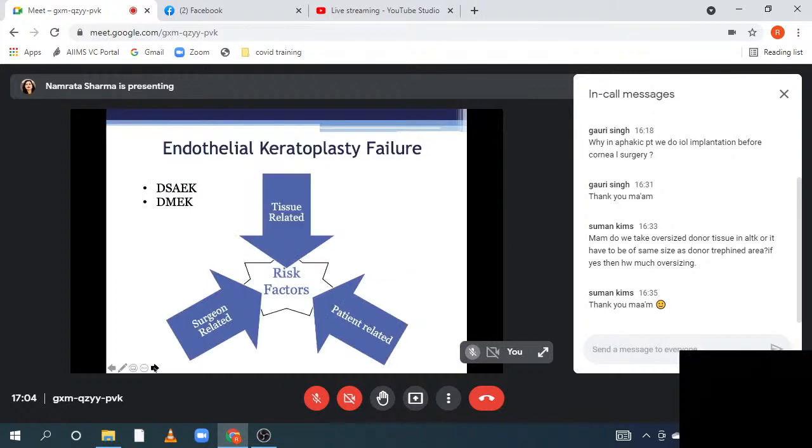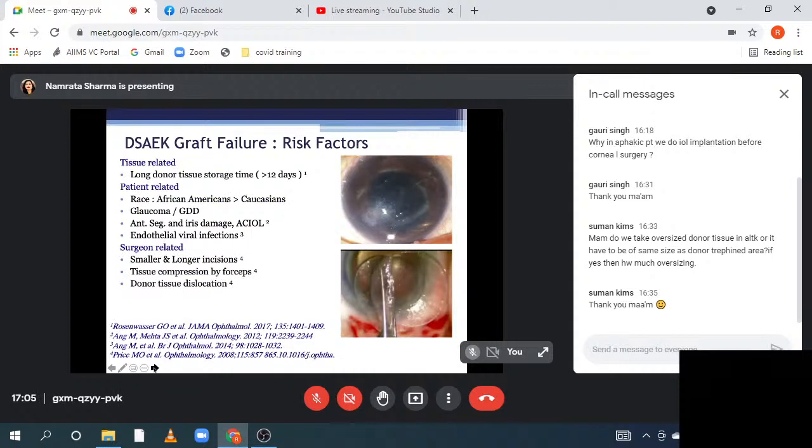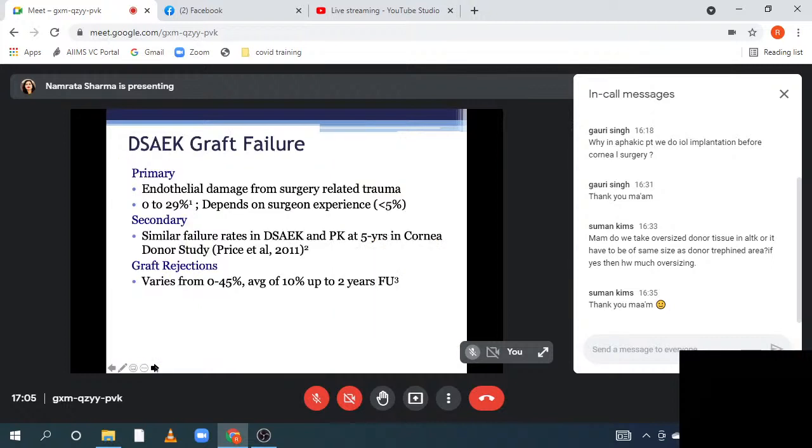Now, very briefly, I'll tell you, these grafts can fail. Everything is not rosy and happy about it. So there can be problems, and this is very much from the lecture that I took at the American Academy of Ophthalmology subspecialty day, why grafts fail. So it could be because of surgeon-related factor, patient-related factor, or tissue-related factor, and you can have primary graft failure or secondary graft failure. So if you don't have a great tissue, then it could be a problem. Or if the anterior segment is not great, then there can be problems. And of course, if the surgeon is in his learning curve, then there can be problems.